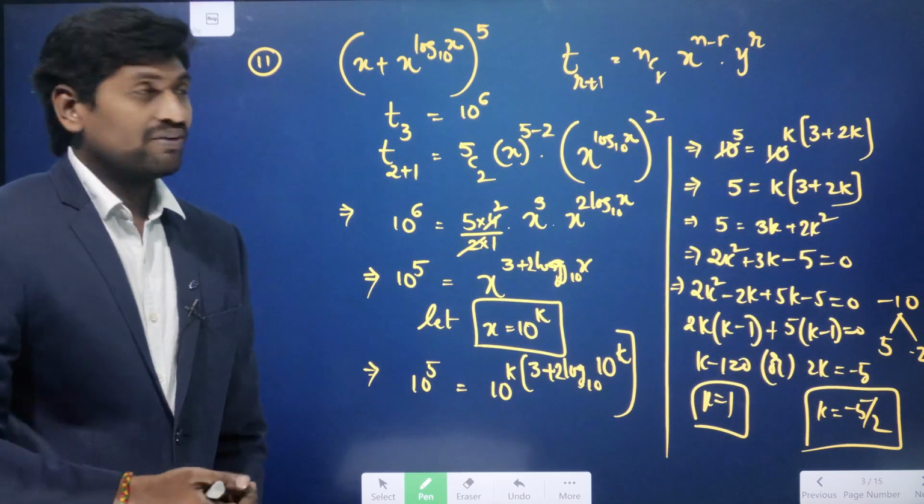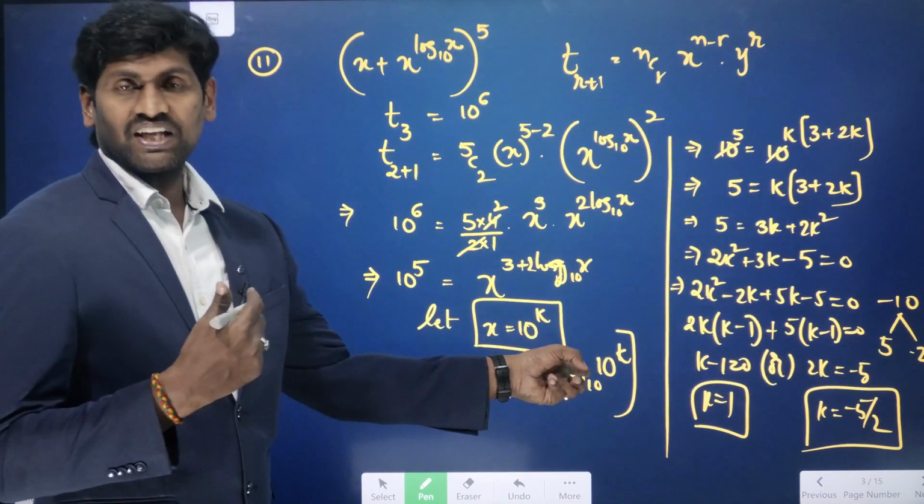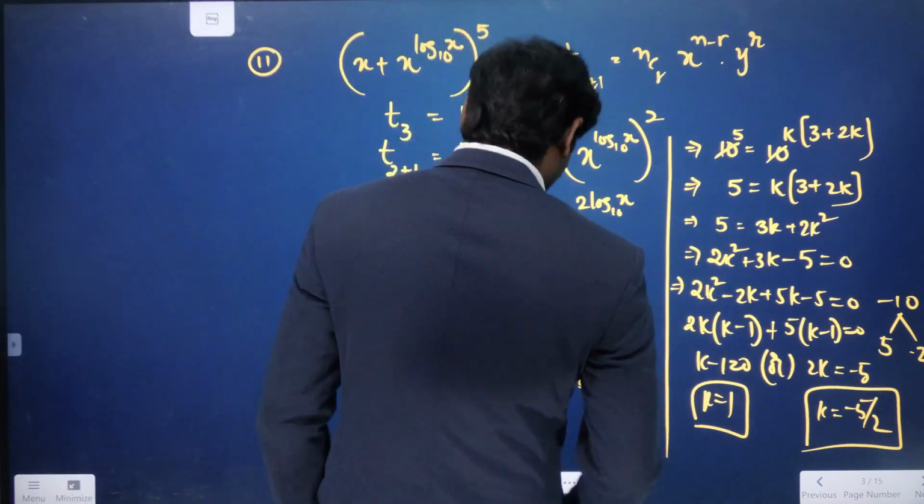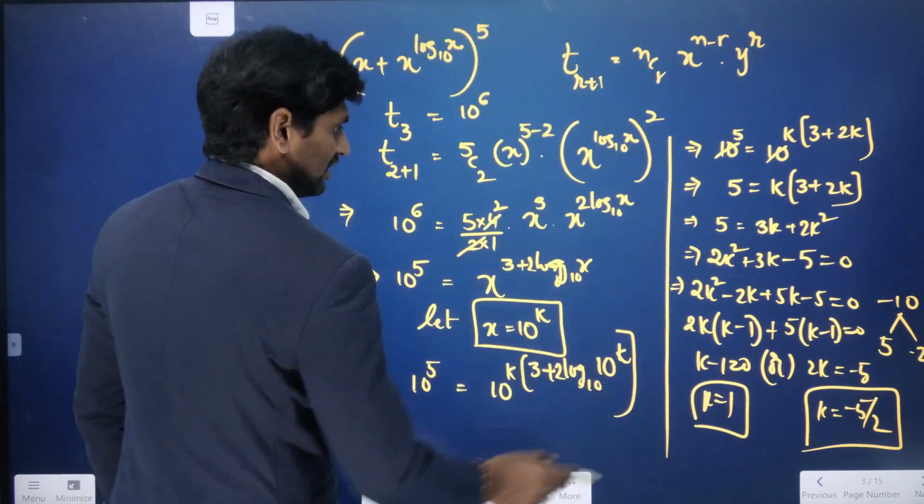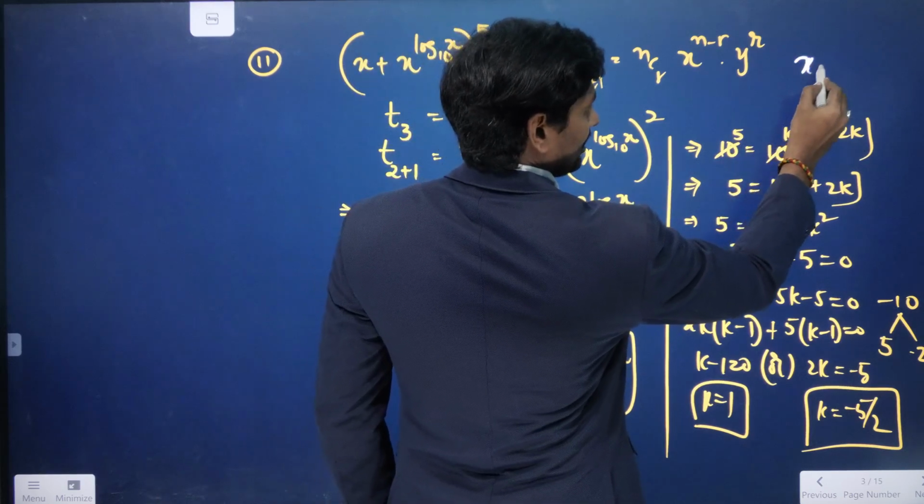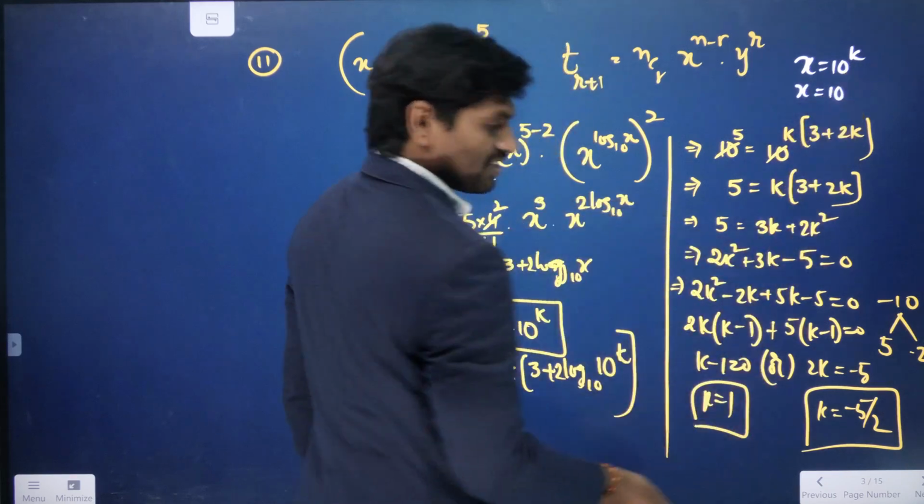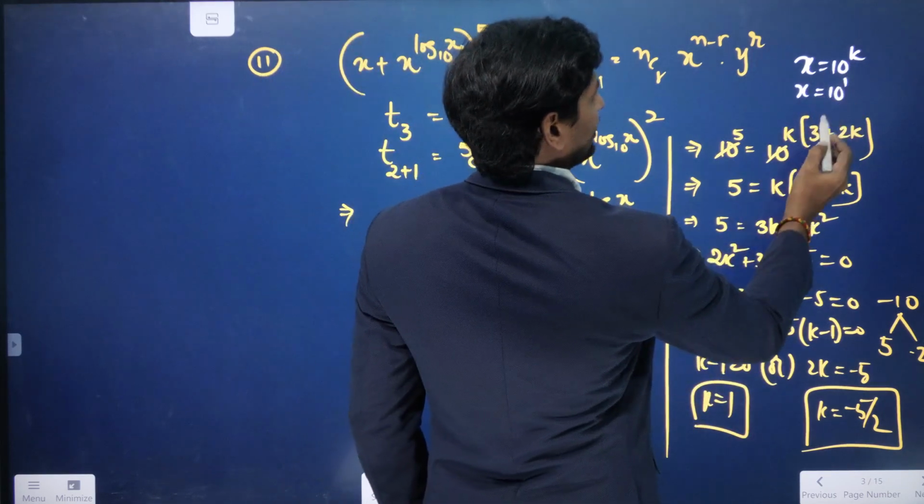But what we want is the value of x. x is nothing but 10 power k. We have taken that x value is 10 power k. In the place of k, we can write x is equals to 10 power k. The value of k we got is 1. So 10 power 1 is nothing but 10.